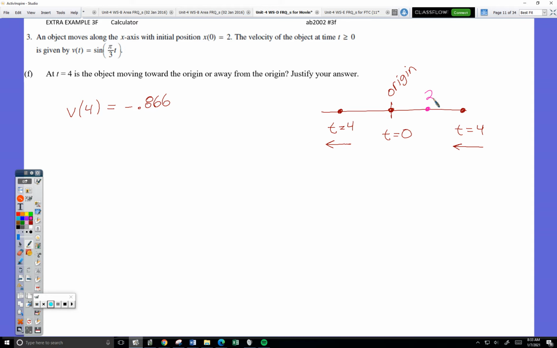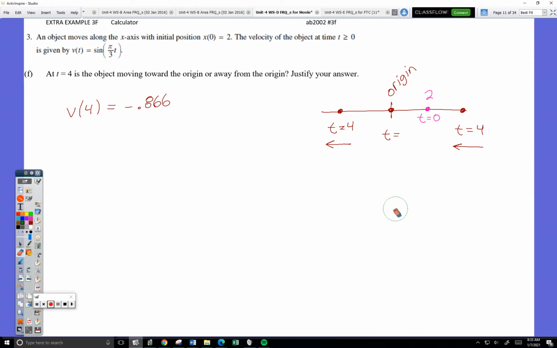So we know that at time equals 0, I miswrote that. That's supposed to be time equal 4. We know that at time equals 0, the particle is at a location of 2. We're trying to figure out where the particle is at time 4. Does that make sense? Yeah.